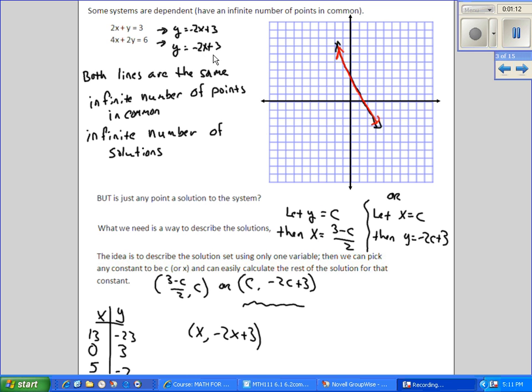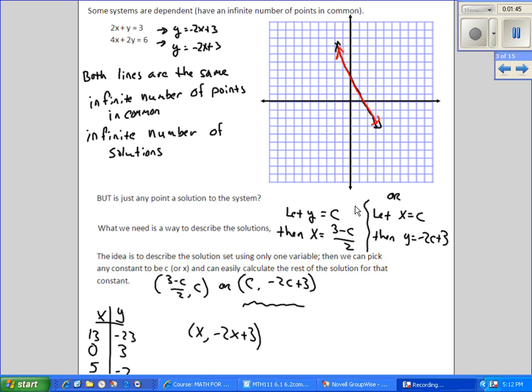And then others are dependent, which means they have an infinite number of points in common, which basically means they're the same line. So when you graph them, they're on top of each other. So there's an infinite number of points that satisfy both equations, an infinite number of solutions. And this is where we'll differ a little bit from what we did in Math 95, for those of you who took Math 95. Not just any point is a solution to the system, only the points that lie along this line. So what we want to do is describe the points that lie along this line.